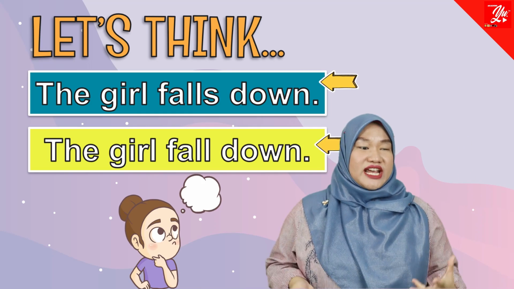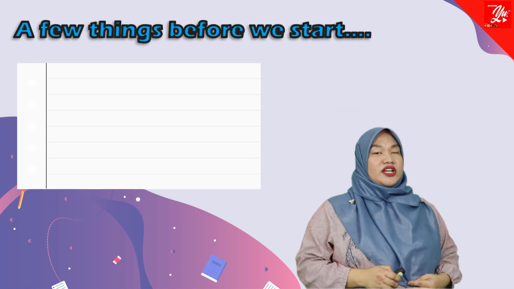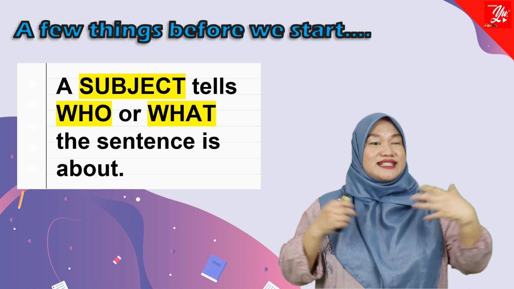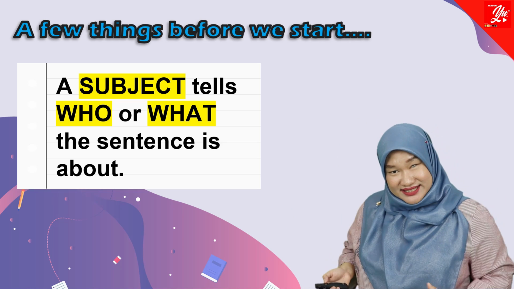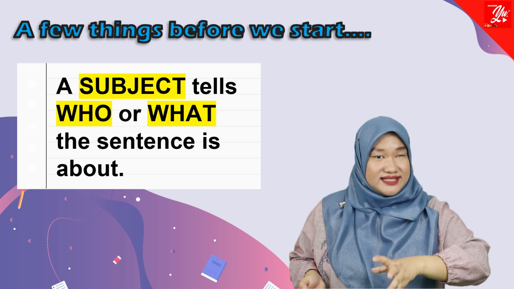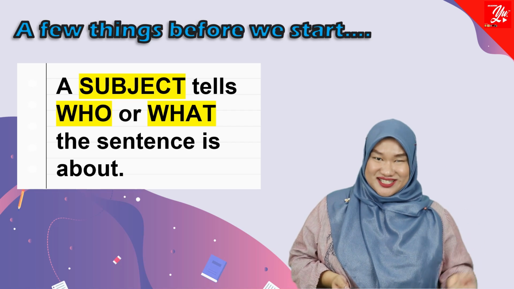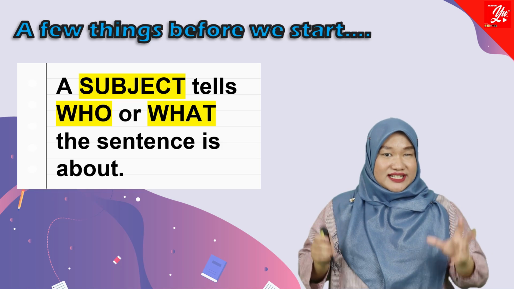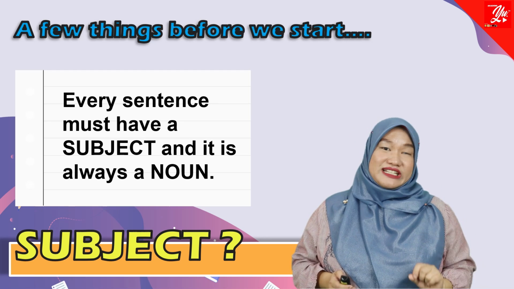Before we learn about subject plus verb agreement, there's one thing that you need to know first. You must first know what a subject is. In English, in a sentence, a subject is who or what the sentence is talking about. So a subject is the focus of the sentence. It's the person, thing, or animal that is doing the action. And in the English language, every sentence must have a subject, and the subject must be a noun.